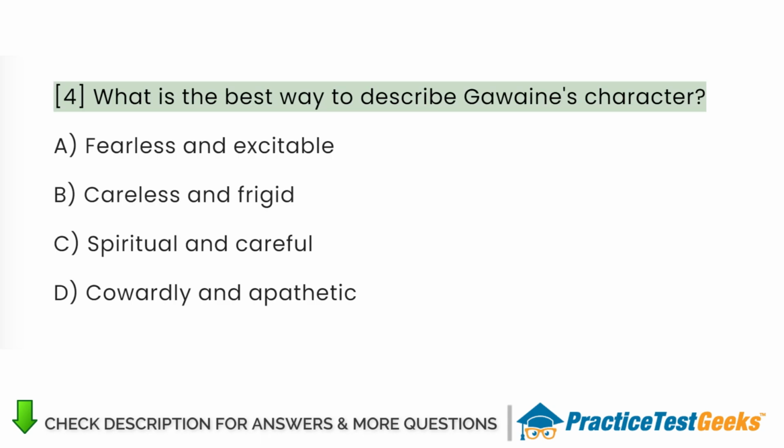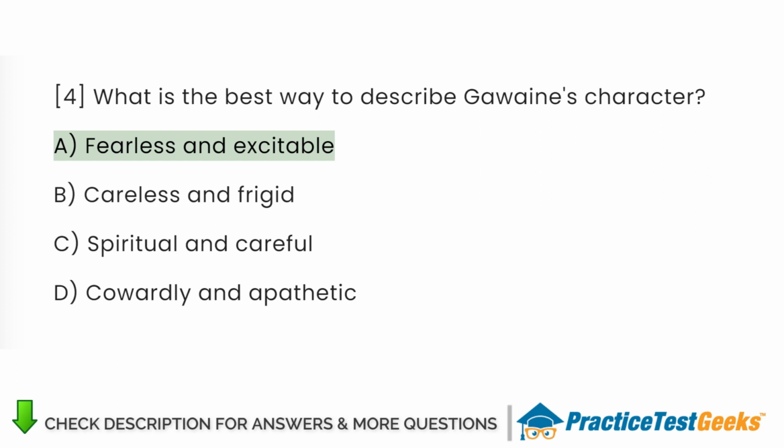What is the best way to describe Gawain's character? A. Fearless and excitable. B. Careless and frigid. C. Spiritual and careful. D. Cowardly and apathetic.